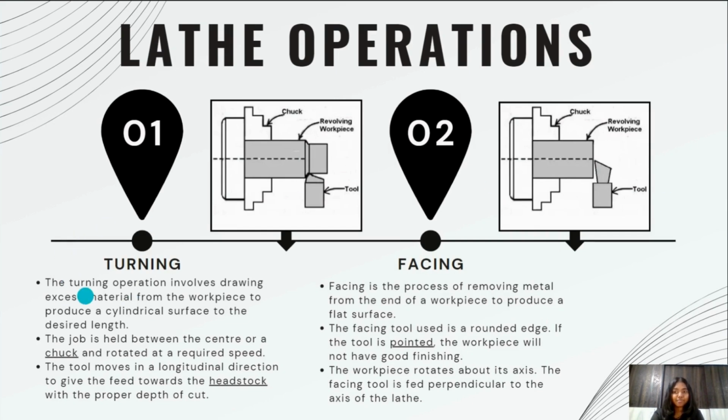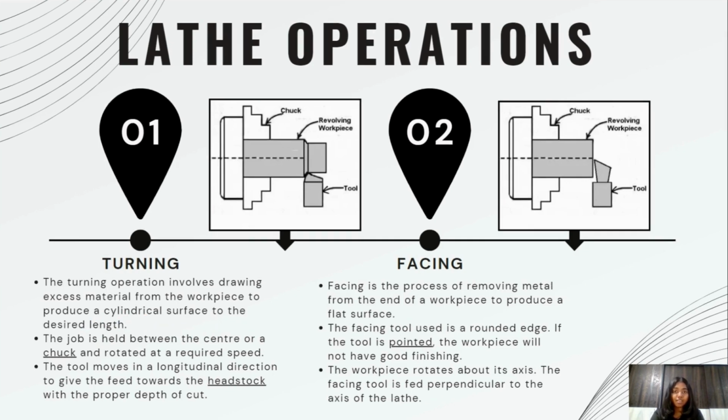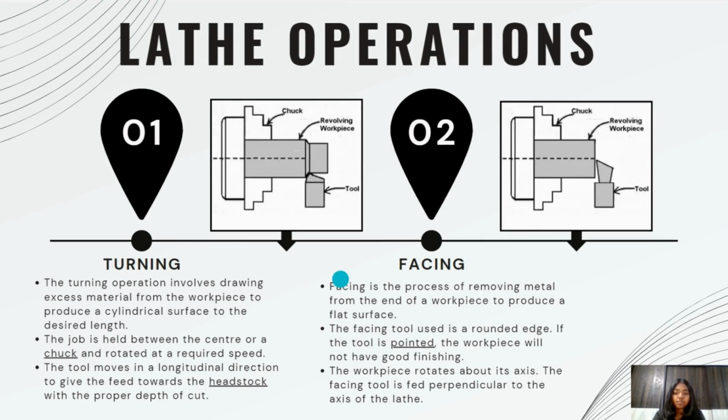First, turning. Turning operation involves removing excess material from the workpiece to produce a cylindrical surface to the desired length. Turning is one of the most common operations in the lathe machine. The job is held between the center or a chuck and rotated at a required speed. The tool moves in a longitudinal direction to give the feed towards the headstock.